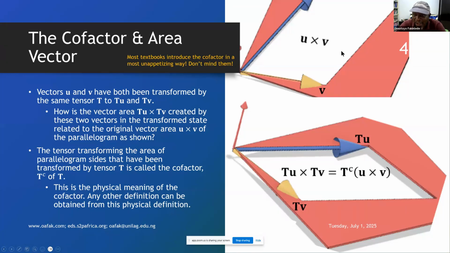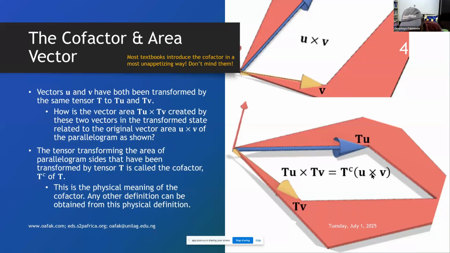What that means is that when you are here, you can go from this to this without knowing t. All you need to do is calculate the cofactor. Once you calculate its cofactor, apply it to this area. When the lengths are being transformed by a tensor, the areas are being transformed by its cofactor. So the tu cross tv, which is the area of this parallelogram, is the same thing as operating this, not with t now, but with t cofactor, the cofactor of t. That is the definition of cofactor.